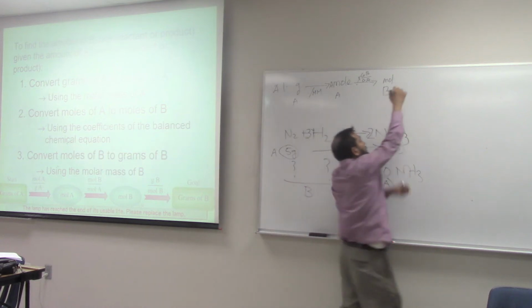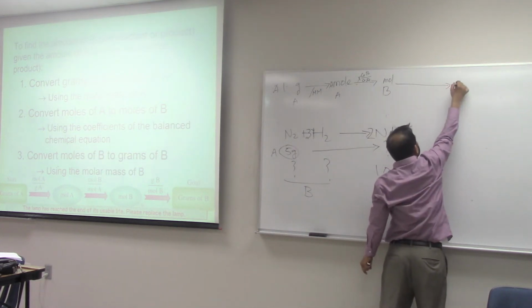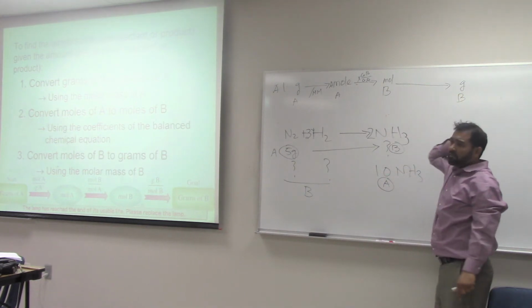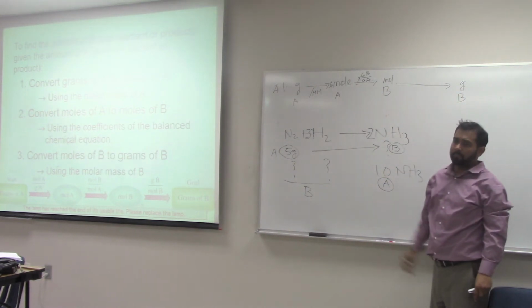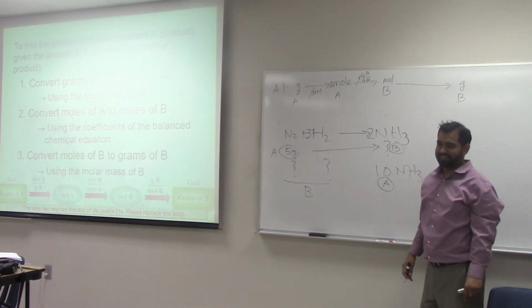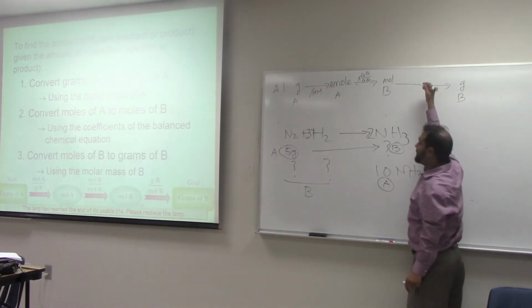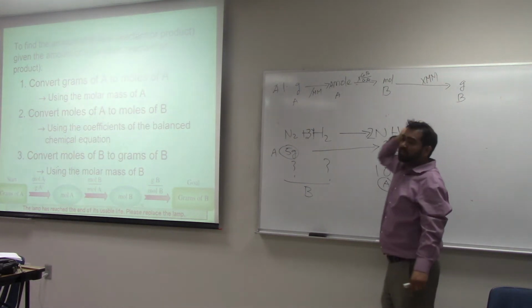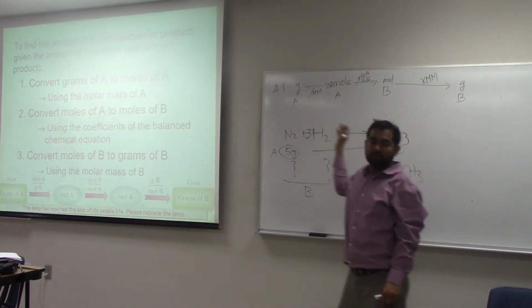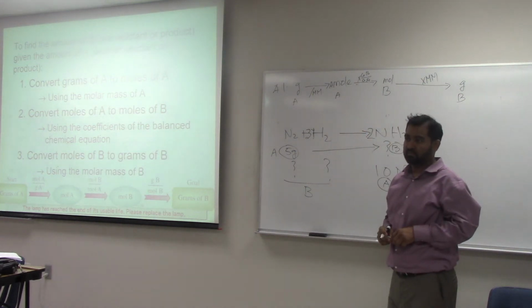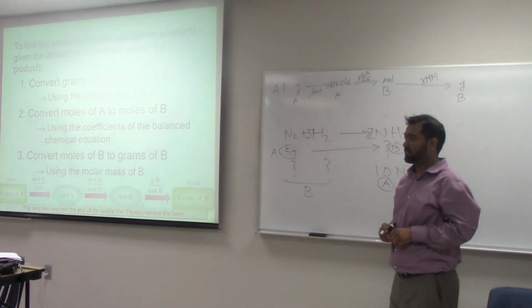Finally, mole B to gram of B. Tell me, how can you get mole to gram? Multiply by what? Molar mass. Sorry. Multiply by molar mass. You need that part actually. These are the various steps in the mole calculation, right?